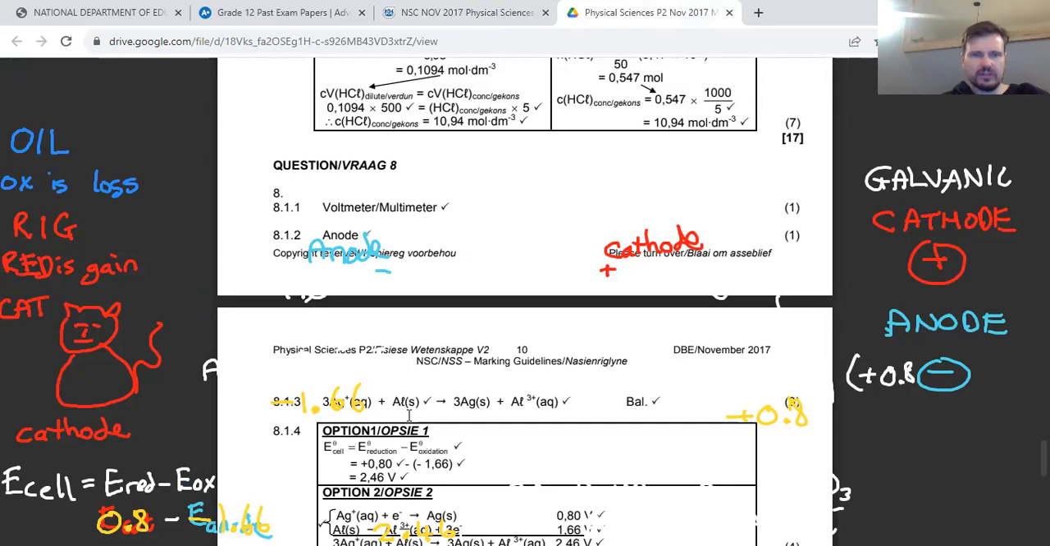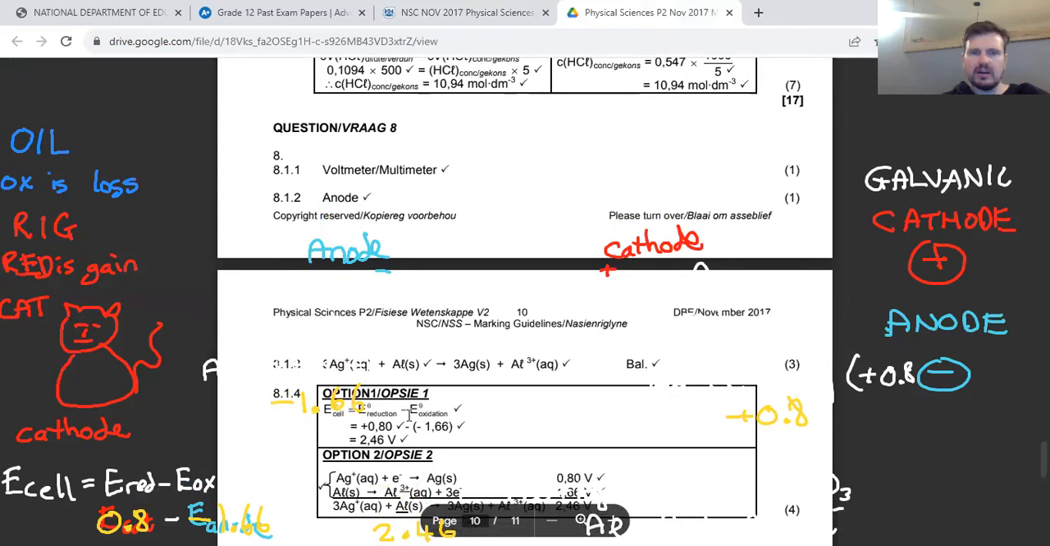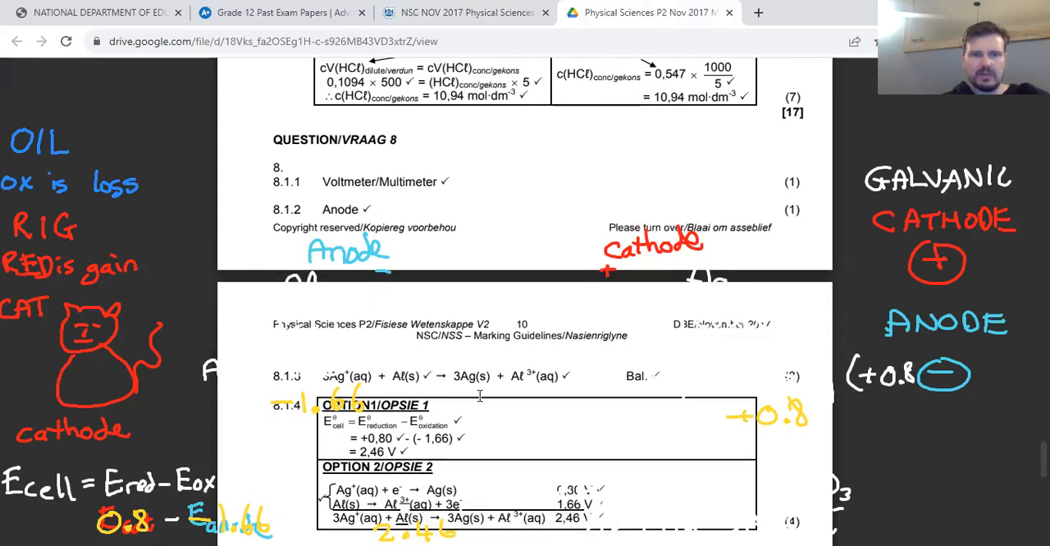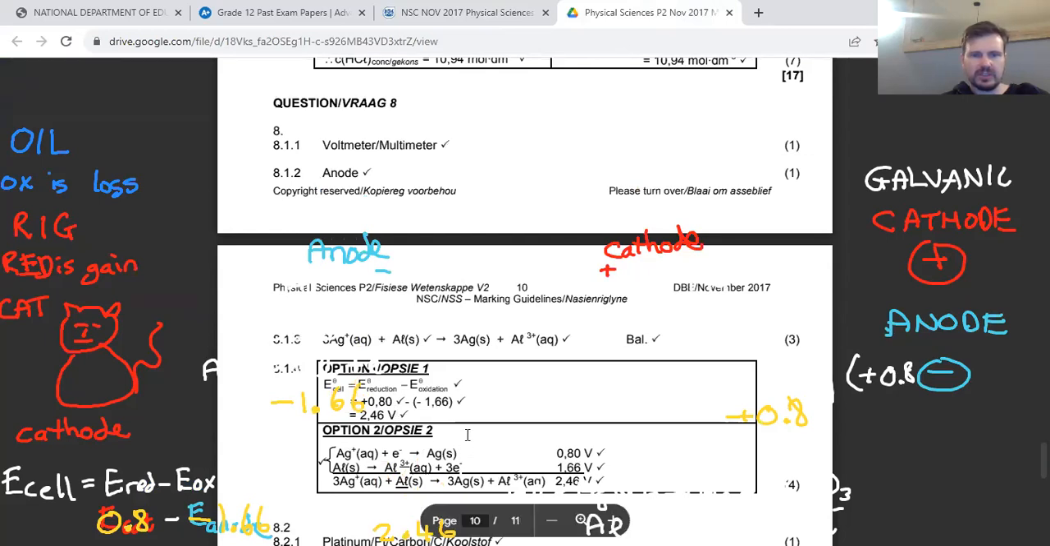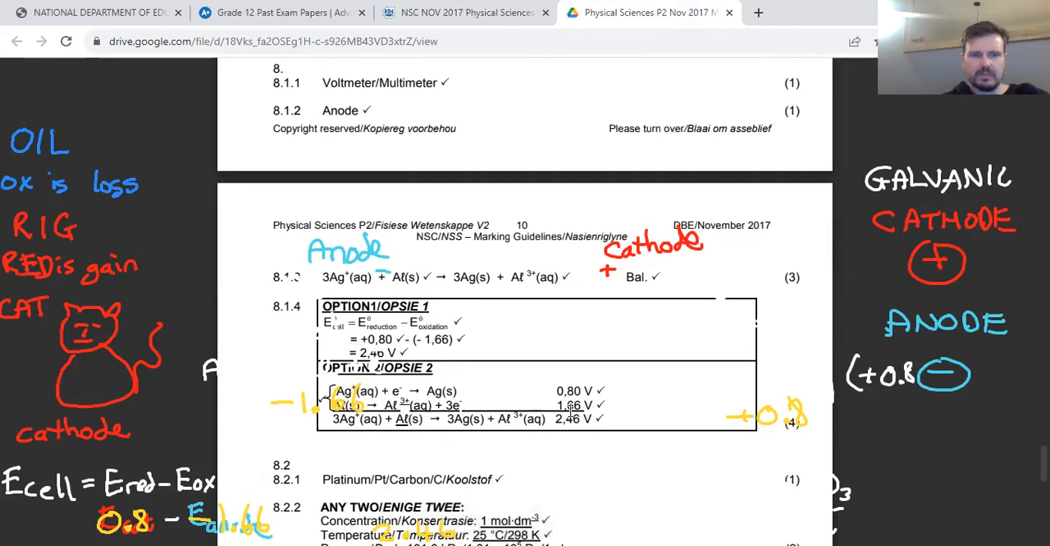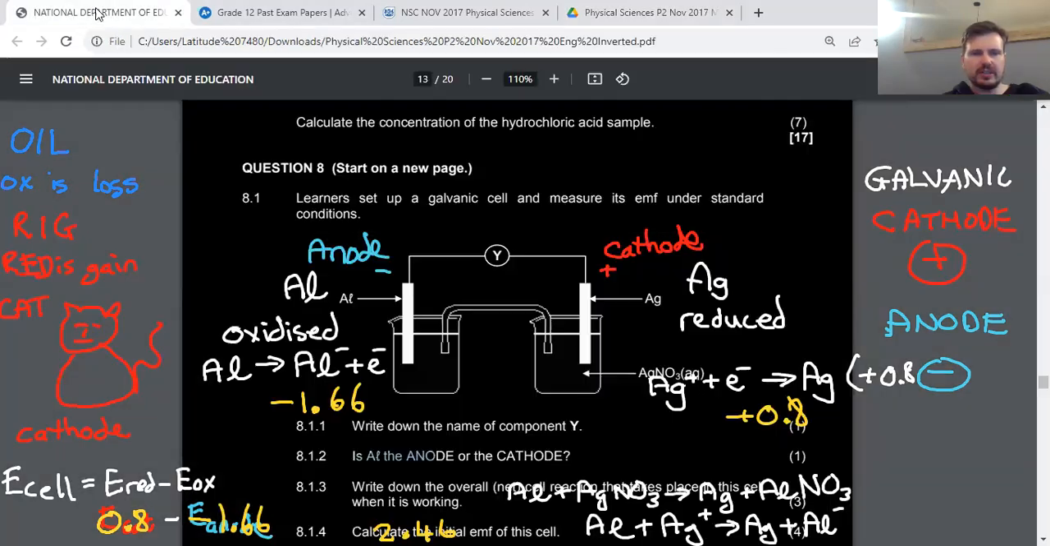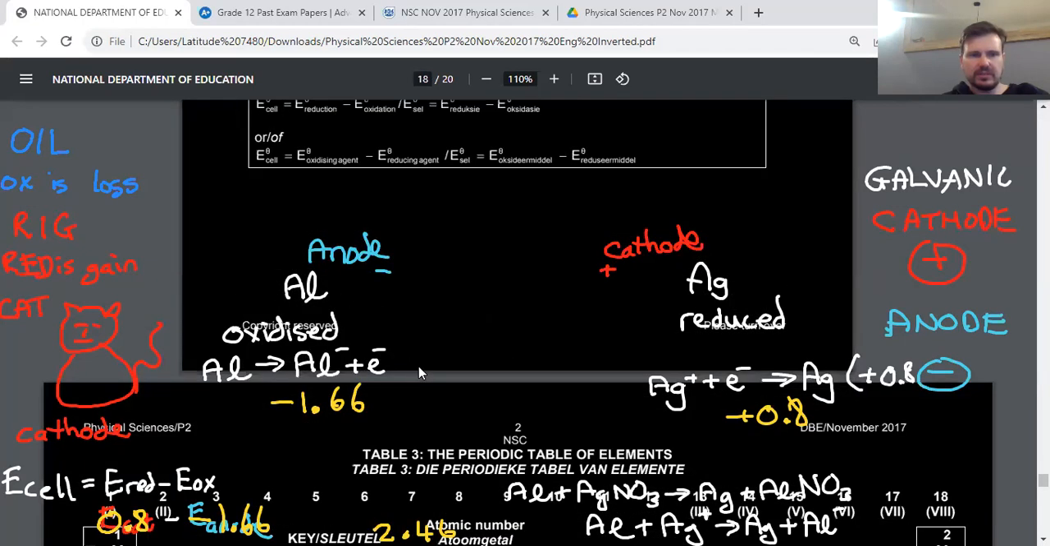Okay, here they ask for the full cell. I think I didn't read off the table correctly. I didn't get the Ag properly. Of course, we did get the 2.46. Few half reactions. And do you see how they didn't want the spectator ions, the NO3? They just wanted this one. So they wanted this and this.